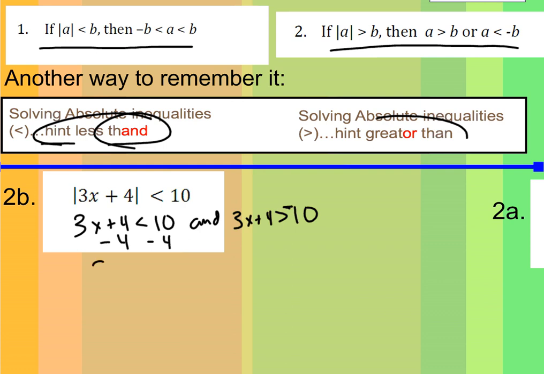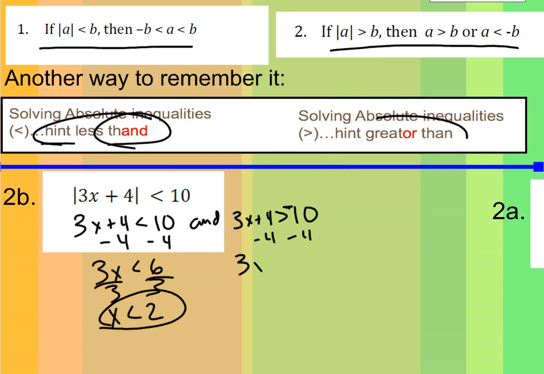So then it just becomes inequality solving time. That's going to be x less than 2. Here, subtract 4, so 3x is greater than -14. So when I do that, that's going to be -4 2/3. Don't complain about fractions. It's not like fractions are illegal. You just have to handle them.